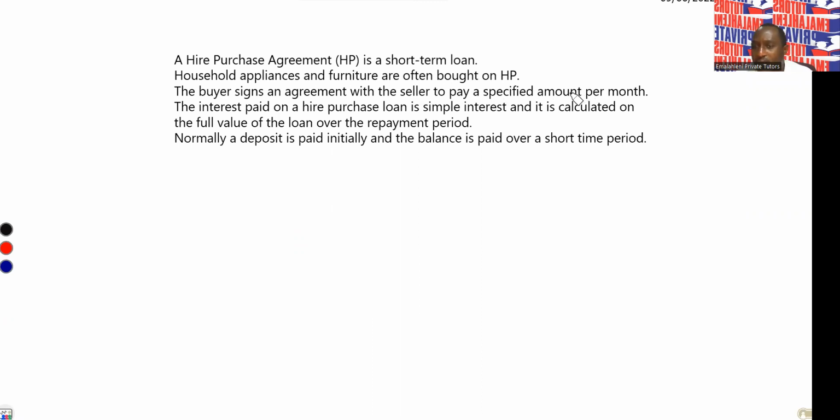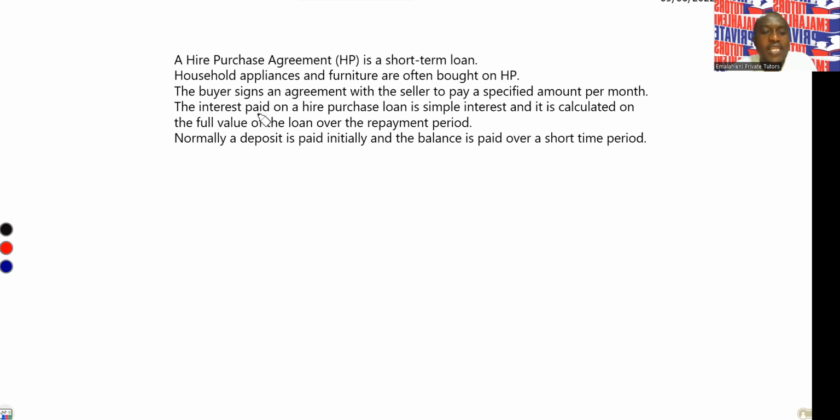Because sometimes you want to buy something that costs 40,000, but you don't have 40,000 at the moment. So what you can do is pay a deposit of a certain amount, then the remaining amount is paid on a monthly basis with an interest, and that interest is what we call simple interest. When you're saying hire purchase, it means that if you don't finish paying, whether it's furniture or gadgets, they can be repossessed. Okay, because you are hiring to purchase.